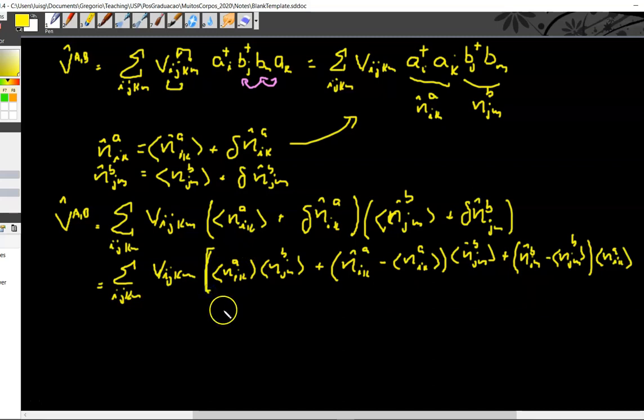There's this bracket here, and there's going to be the term of the fluctuations, which is going to be the square of the fluctuations, delta N_IK of A times delta N_JM of B. So the rule again here is to disregard, or essentially not consider, this term here. I'm going to neglect that. So we're going to throw away these terms which are quadratic in the fluctuations. That's mean field.